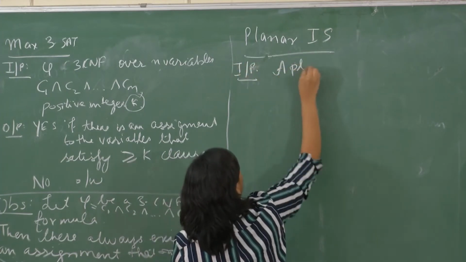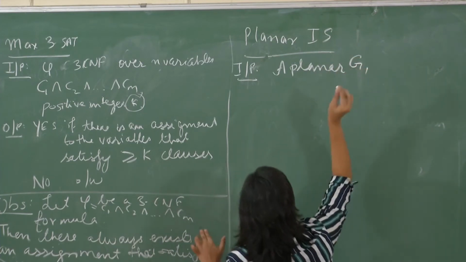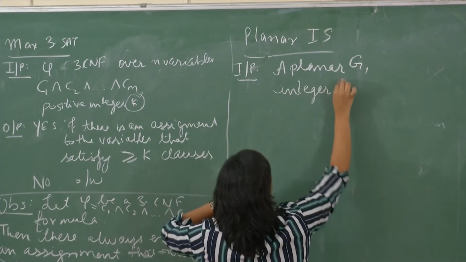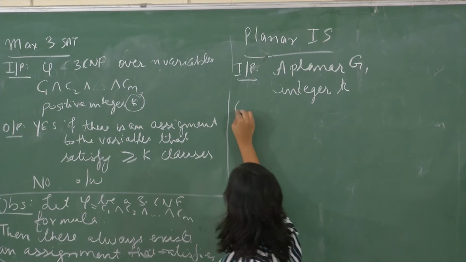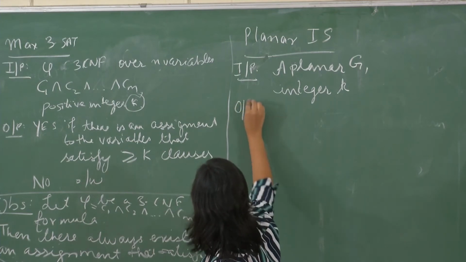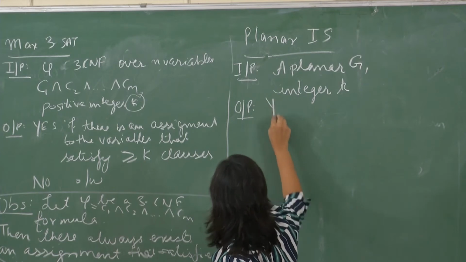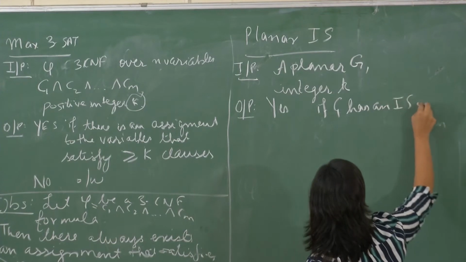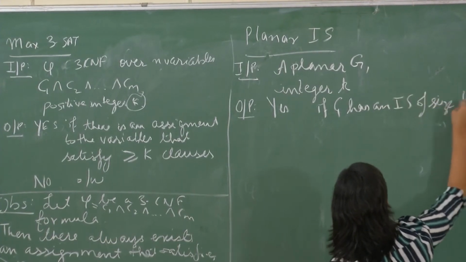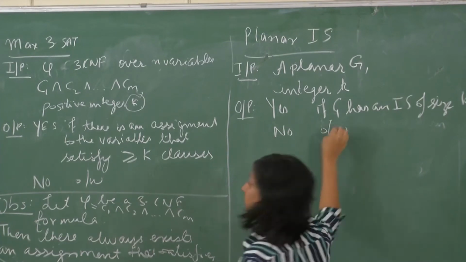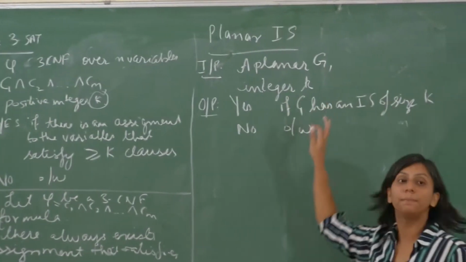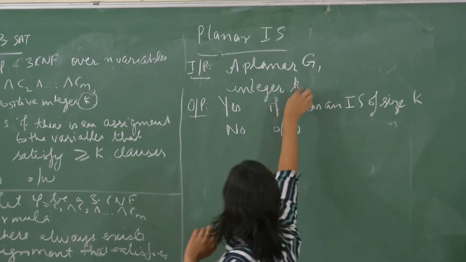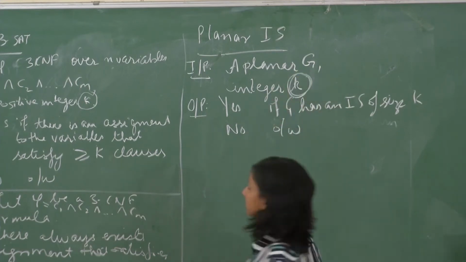The input is a planar graph, and again, it's always a positive integer k. The algorithm outputs yes if G has an independent set of size k and no otherwise. So it's the standard independent set problem, but the input is now a planar graph. Again, the parameter here is k.